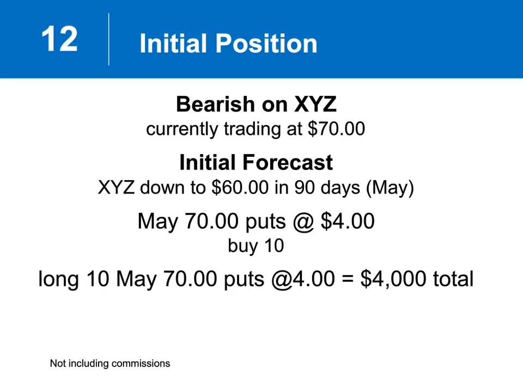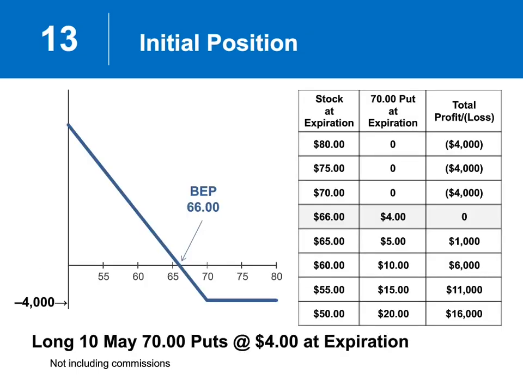We're going to buy 10 of these puts for $4. So I think everyone knows each option corresponds to 100 shares of the underlying, so there's a $100 multiplier. So we've got that $4 times 100 times the 10 contracts. We'll be committing $4,000 to this bearish position on XYZ. And this is how it looks.